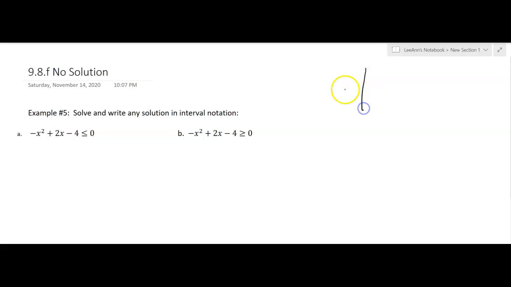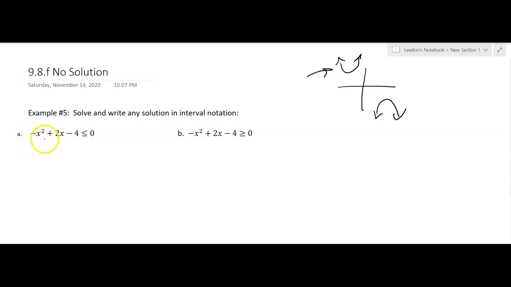If you have a parabola that's like this, and it's not going to intercept the x-axis, then it's not going to ever equal 0. And if it's greater than 0, then everything would work because all of those values are above the 0. Or you could have something like this, and if it were less than 0, then all of them would be less than 0. Okay, so let's see what happens in these two problems.